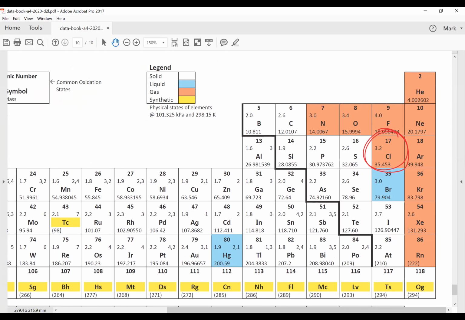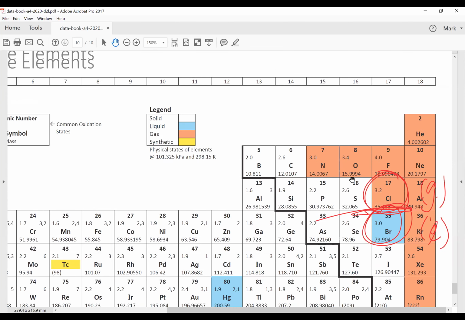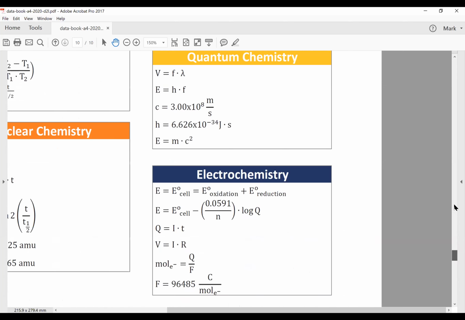Chlorine is a gas, bromine is a liquid, sorry, I said that backwards. I can tell because of the colors on the periodic table. All right, what about the other chemicals? I had ammonium bromide and ammonium chloride.